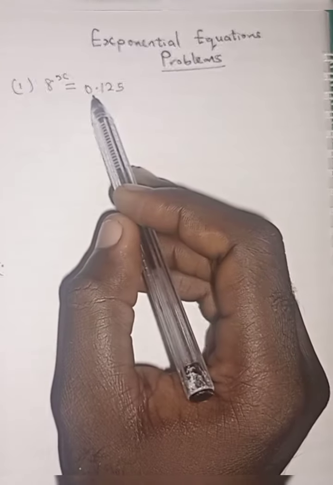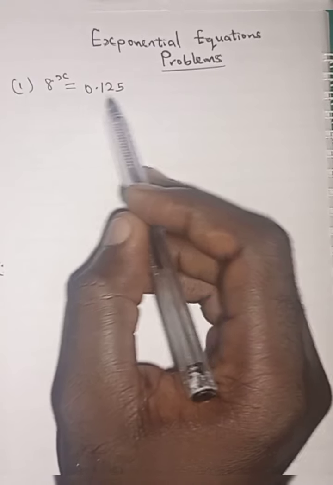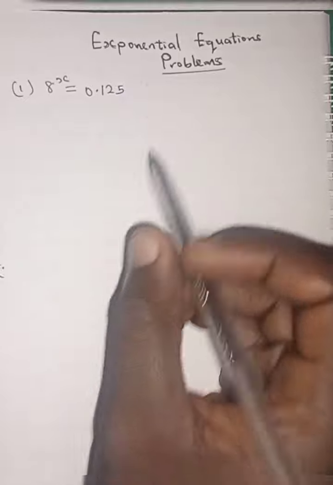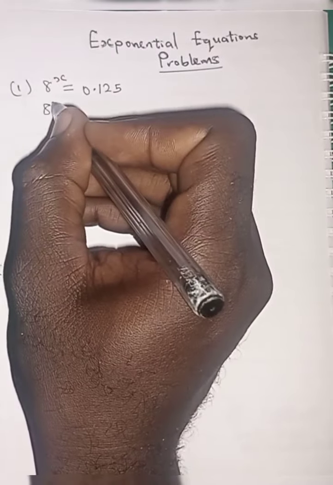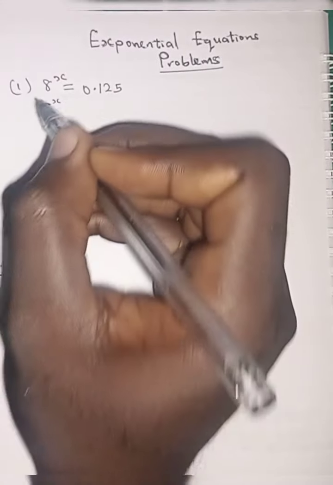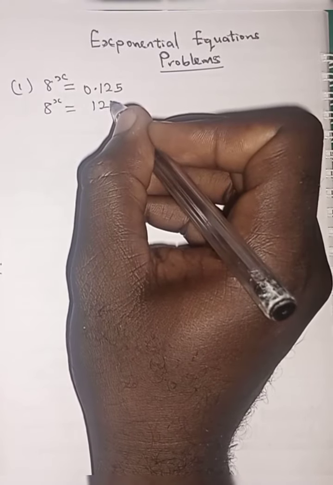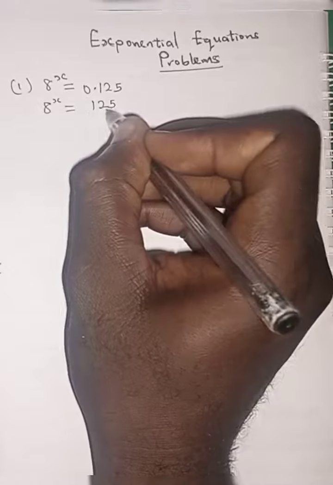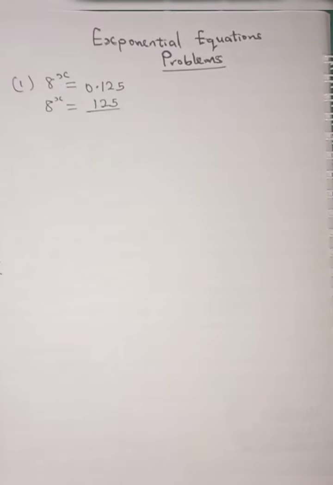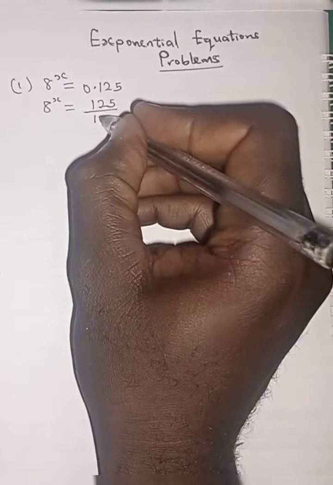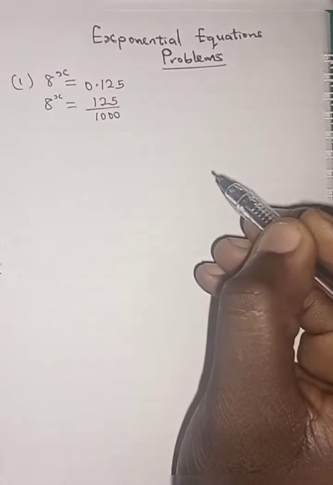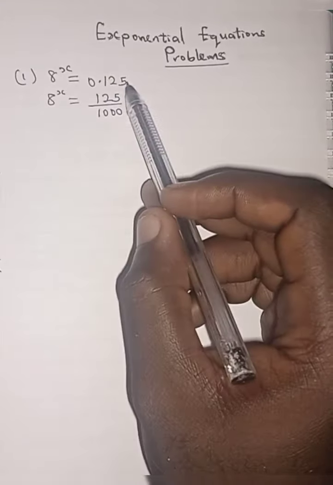So in that case, we are going to first change this to a fraction. And how do we do that? This one will still remain 8 raised to power x. Then this, we are going to have 1 all over 125 divided by 1000, that's going to give us 0.125 in decimal fractions.